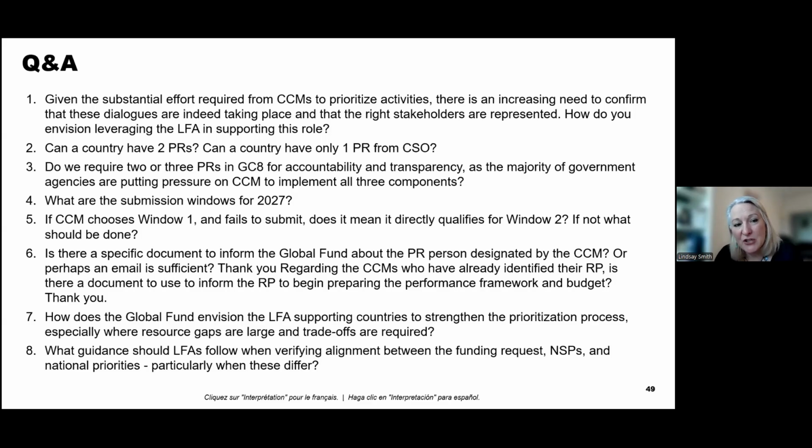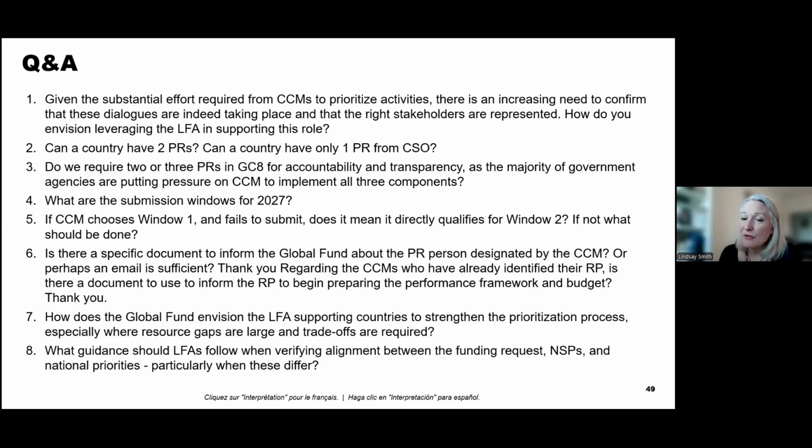Question 2, can a country have 2 PRs? Can a country have only 1 PR from a civil society organization? So the answer to this question is yes, a country could have more than 1 PR. Some larger portfolios with larger allocations have several principal recipients. For smaller allocations, the Global Fund is certainly advising that we streamline implementation arrangements. You've heard me say this many times in this info session. And it's possible that a civil society organization could be a single principal recipient for a portfolio.